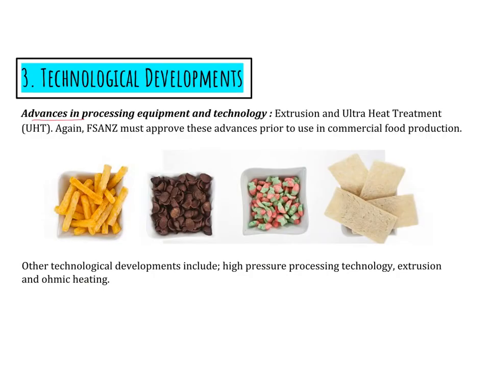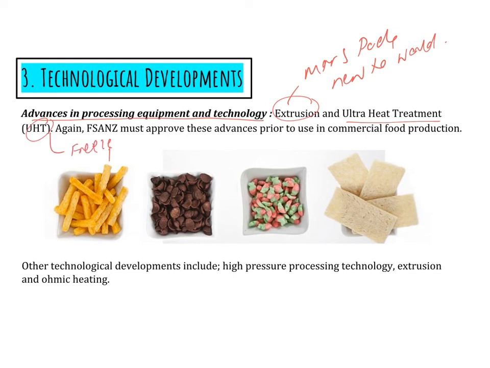In terms of advances in processing equipment and technology, extrusion is a good example. Mars Pods, which was a new-to-world product, was developed due to this innovation of extrusion, as well as UHT, which is ultra heat treatment. Nowadays, a more relevant example might be freeze drying or irradiation, which we spoke about in our last lesson. Again, FSANZ must approve these advances prior to their use in commercial food production.